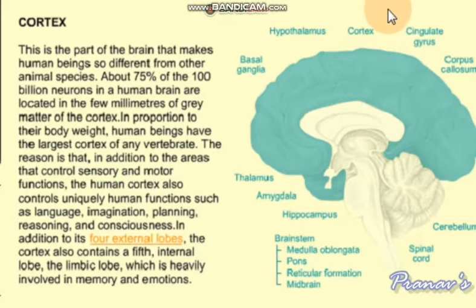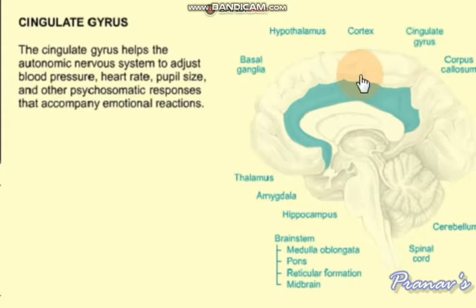These four lobes are part of the cortex. We have different types of nervous systems, like the peripheral nervous system and the central nervous system. One is the autonomic nervous system. This structure, the cingulate gyrus, helps the autonomic nervous system adjust blood pressure, heart rate, pupil size, and other psychosomatic responses that accompany emotional reactions. In this video, we will discuss all these systems.